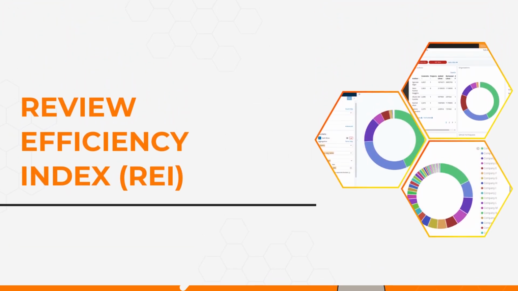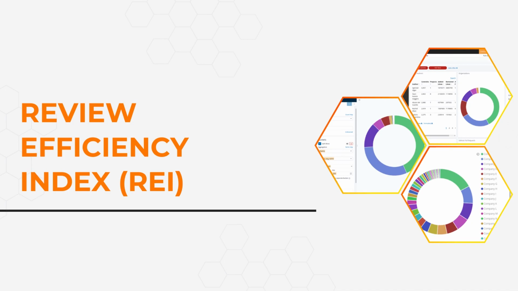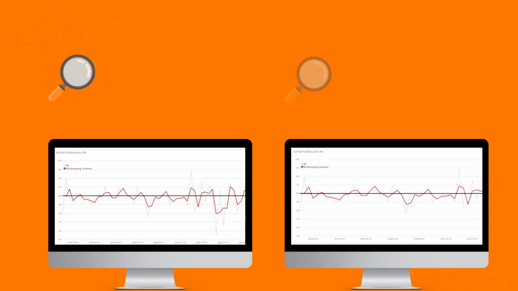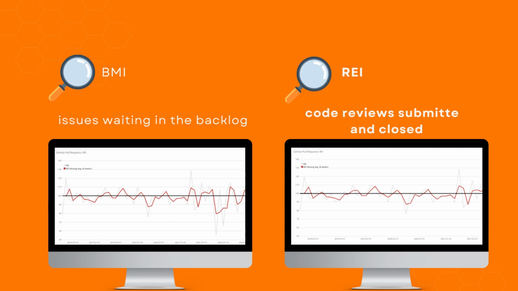When analyzing OpenStack in 2015 with Stefano Mafuli, he suggested us to use the same BMI concept with code reviews. This is the origin of the Review Efficiency Index. The idea is pretty similar to BMI, but instead of studying the issues waiting in the backlog, we study the code reviews submitted and the ones closed.